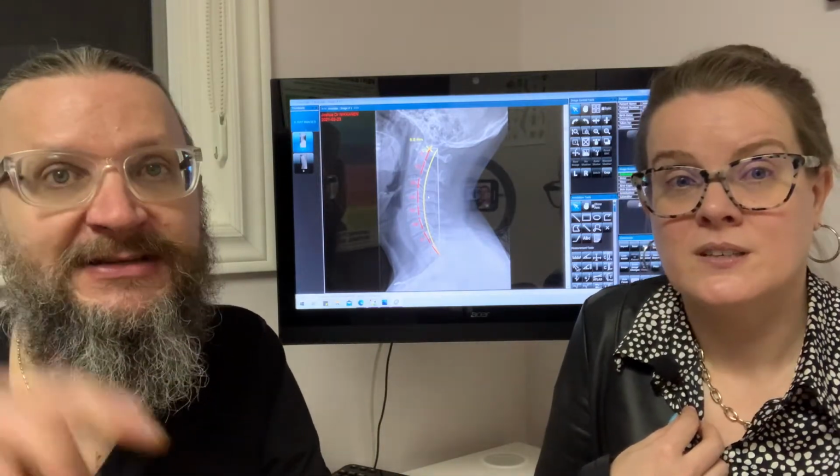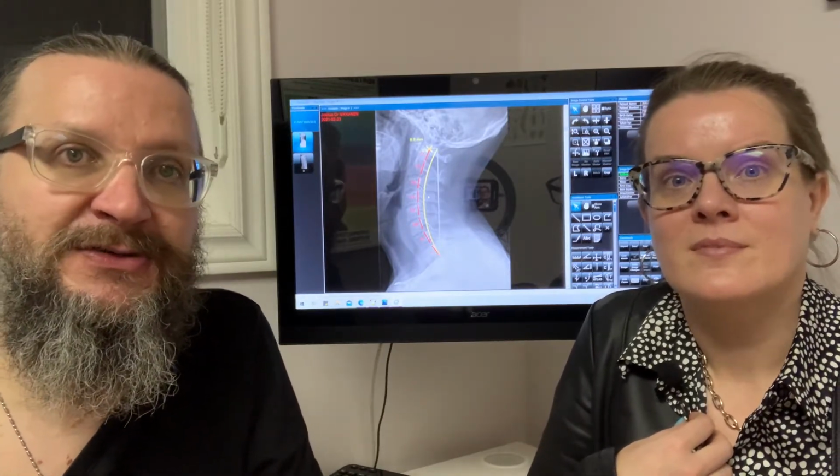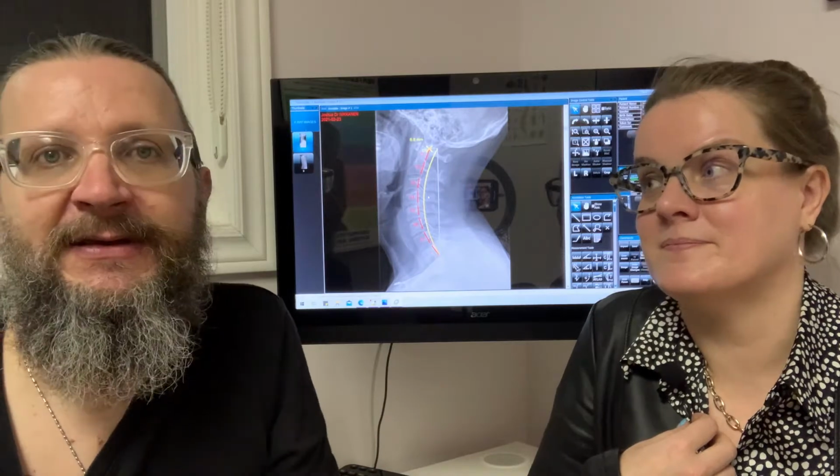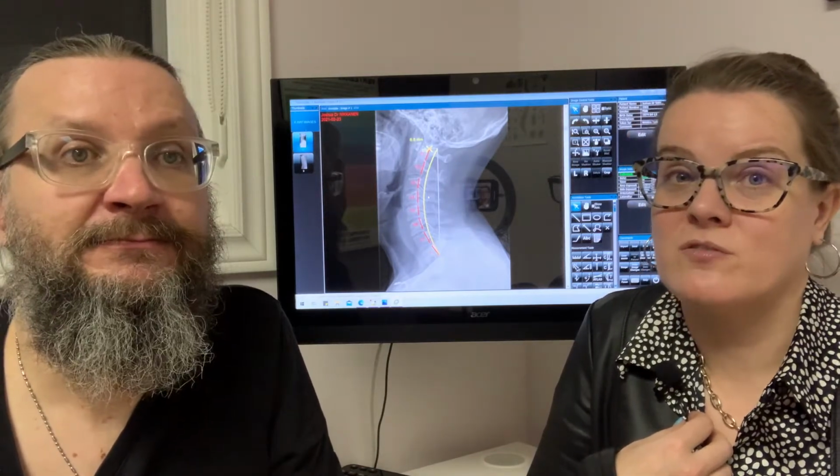Absolutely. Technology has advanced as far as the amount of safety and how much radiation we're actually exposing patients to. Which is awesome. Super, super safe. A lot less X-ray, and we get great information. Yeah, really important information for us.